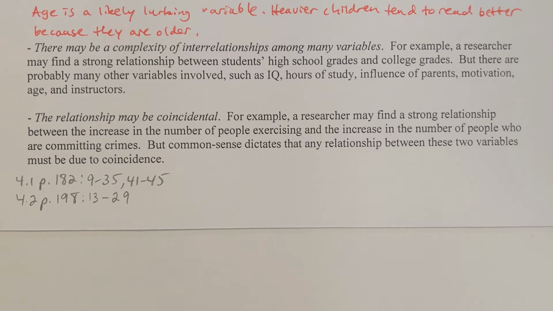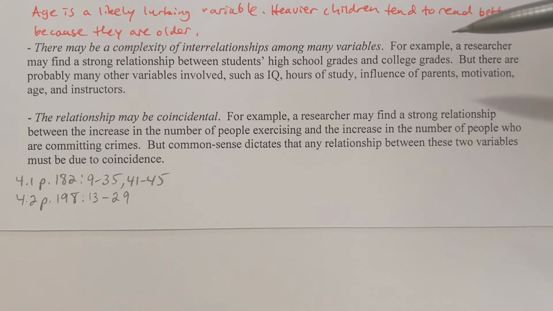And lastly, the relationship may be coincidental. For example, a researcher may find a strong relationship between the increase in the number of people exercising and an increase in the number of people who are committing crimes. Okay, but common sense would say that any relationship between those variables has to be due to a coincidence. Just because people are committing crimes has nothing to do with their exercise, right?